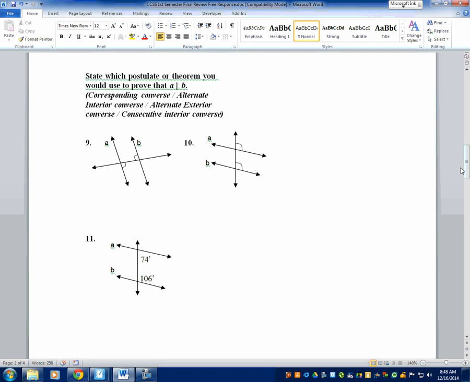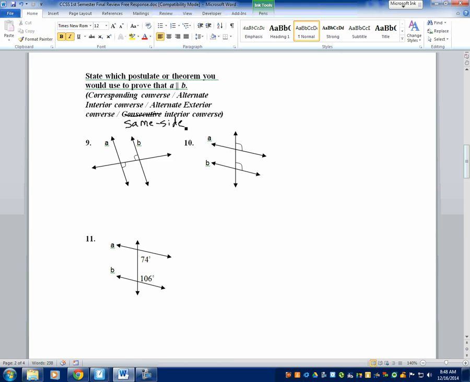Okay, on this next page, it says state which postulate or theorem you would use to prove that A is parallel to B. We have corresponding converse, alternate interior converse, alternate exterior converse, and then I told you to change this to same side interior converse because that's how it'll be referred to on your final. In our textbook it's called consecutive interior angles, same side interior. It's either one. They both mean the same thing.